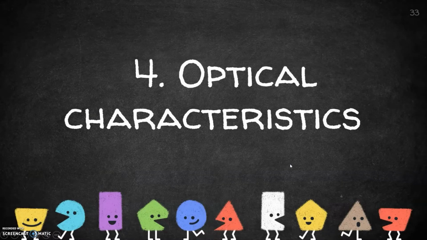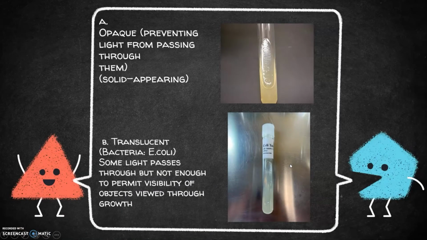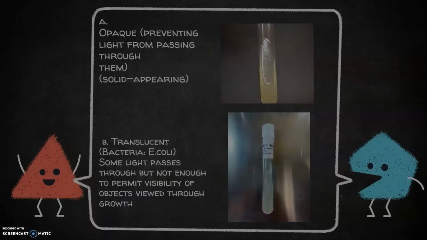Next is the optical characteristics. First is the opaque, that prevents the light from passing through them. This is a solid appearing. Second is the translucent. The bacteria here in the picture is E. coli, and some light passes through but not enough to permit visibility of objects viewed through growth.